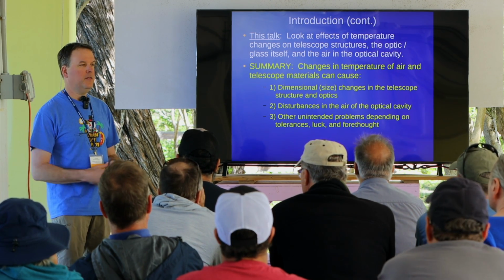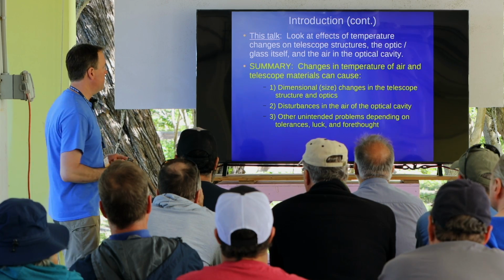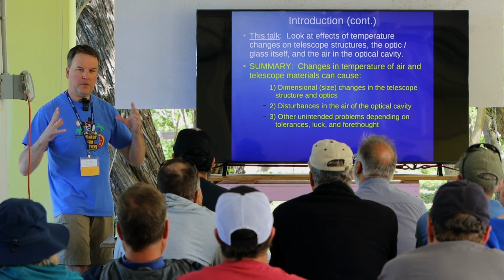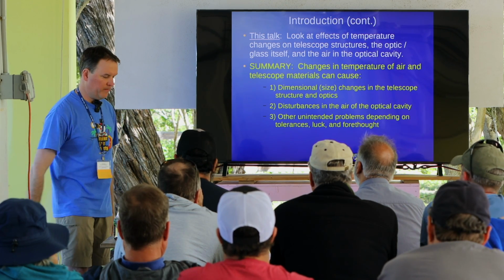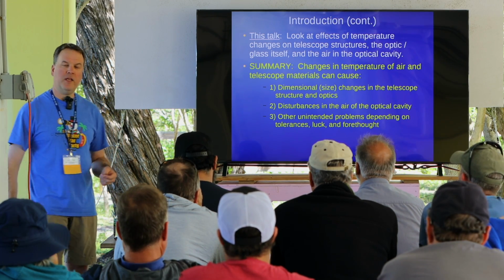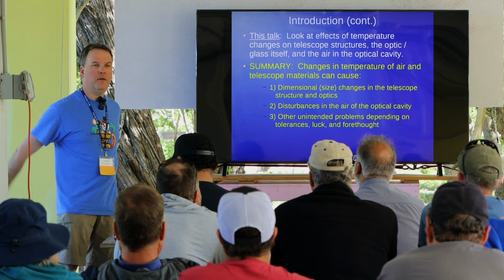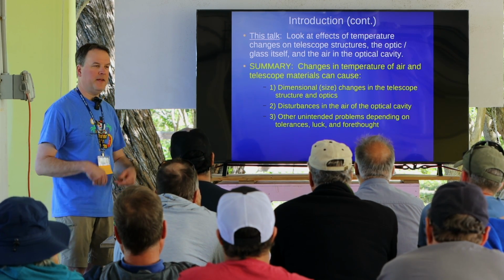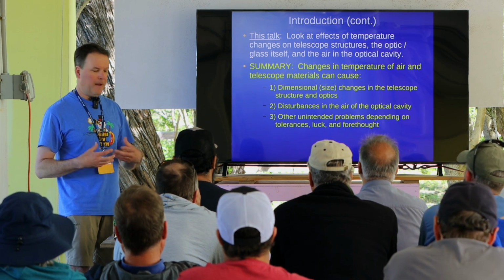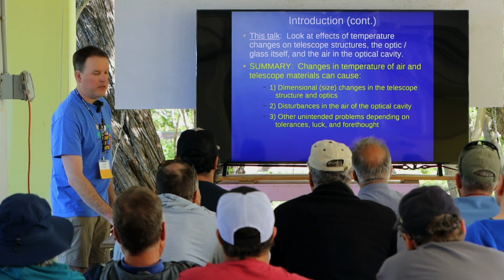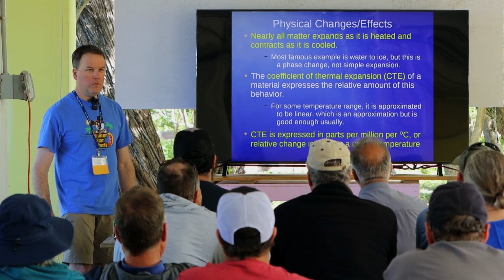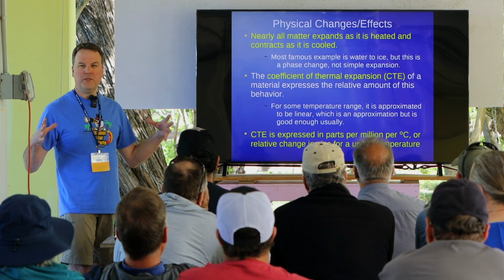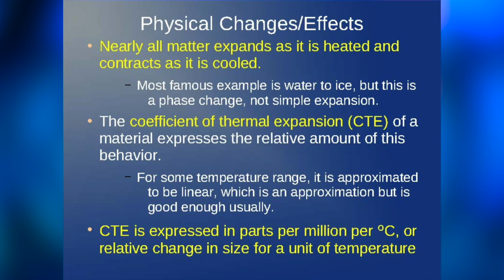Imagers know this. You may have focus shift due to that. And also the mirror cells change size as things cool off. Everything generally shrinks. There are disturbances of the air in the optical cavity. That's the air the light is coming through. And then there are unintended issues depending on tolerances held in the optical mounting and some other things that you wouldn't expect.